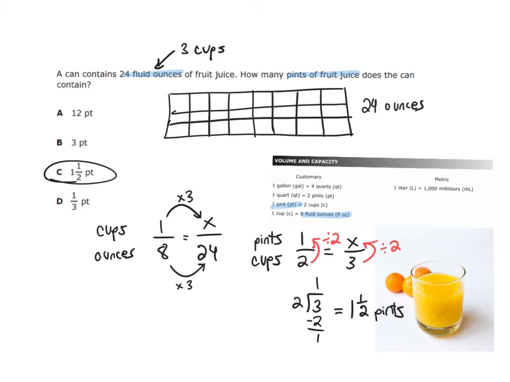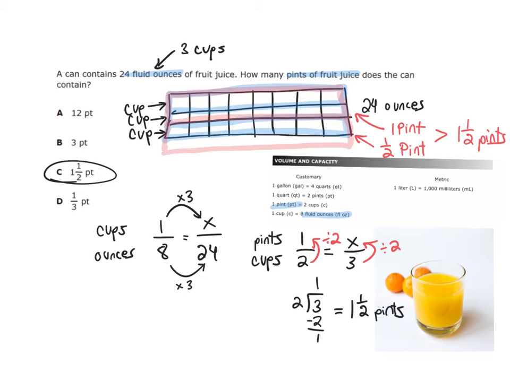Here's a model that one student used. First, he drew 24 ounces. Then he divided that 24 ounces into 3 cups, with each cup having 8 ounces. And then he further divided his model to show 1 pint and half of a pint. How would you solve this problem? Both solutions here arrived at 1.5 pints.